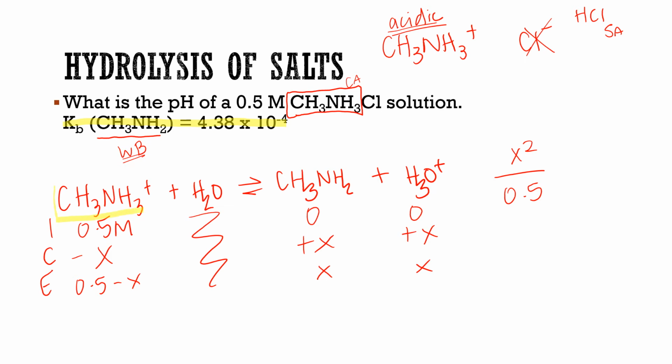It's the acid reaction. So this is where I had talked about on the slide, when we combine a weak base with a strong acid, we have to calculate the Ka from this relationship. So 1 times 10 to the negative 14 equals Ka times 4.38 times 10 to the negative 4.